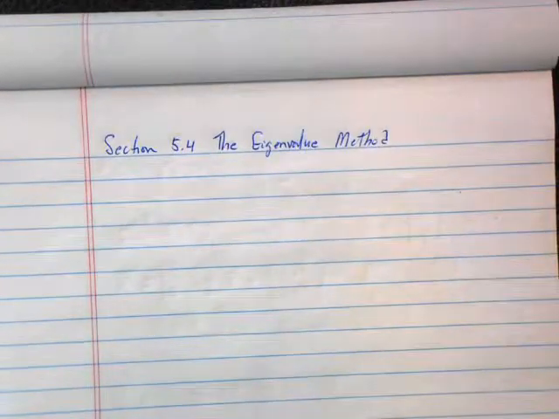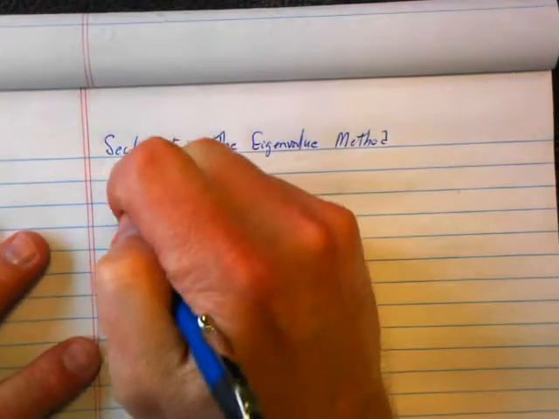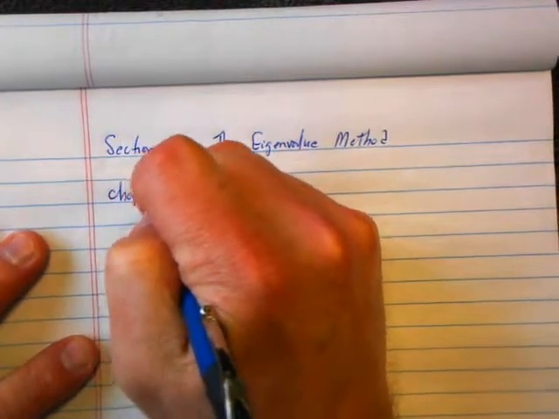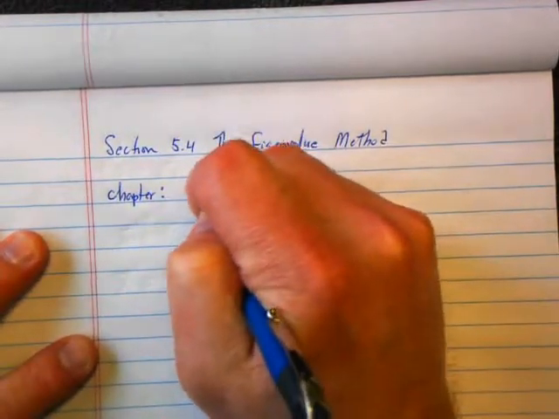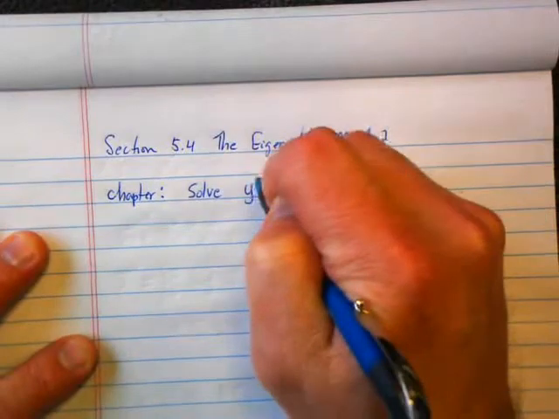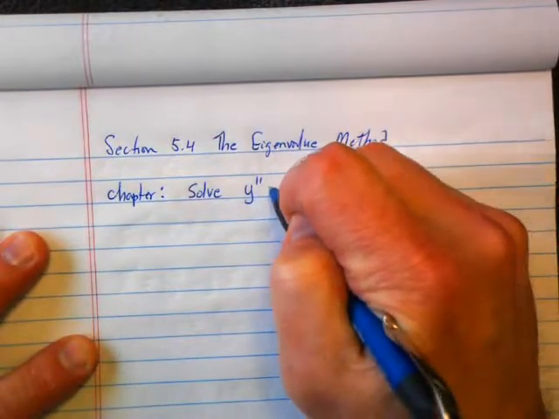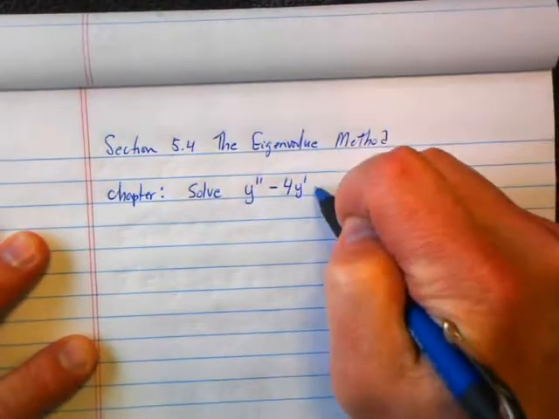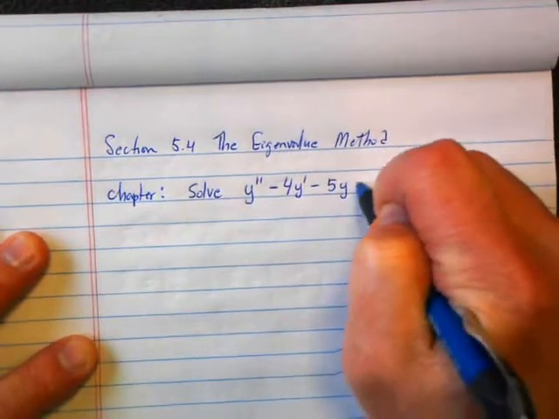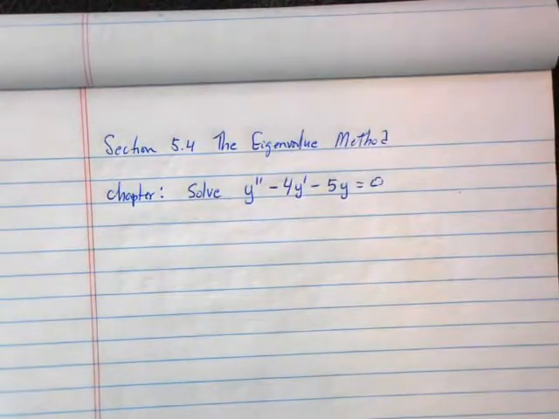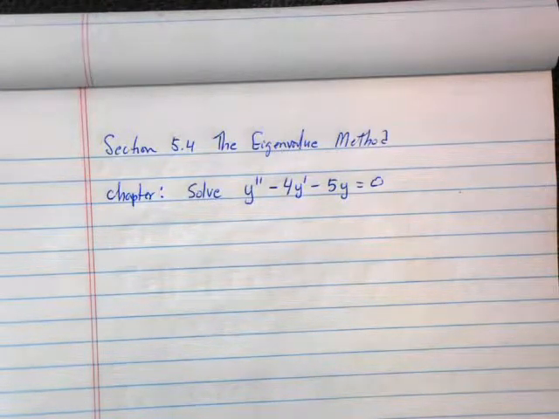Section 5.4, we're going to learn to solve systems of equations using what's known as the eigenvalue method. Again, remember what we did back in Chapter 2. We had something like y double prime minus 4y prime minus 5y equals 0. How did we solve that equation? We created the characteristic polynomial. And where did that characteristic polynomial come from in the first place?